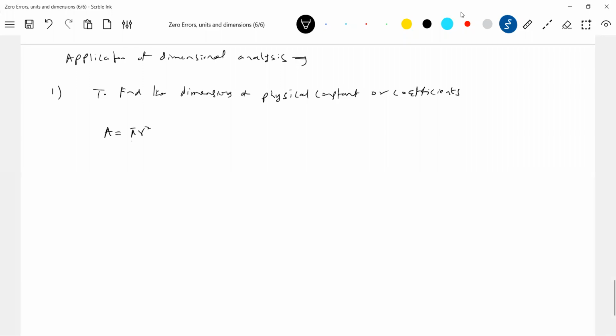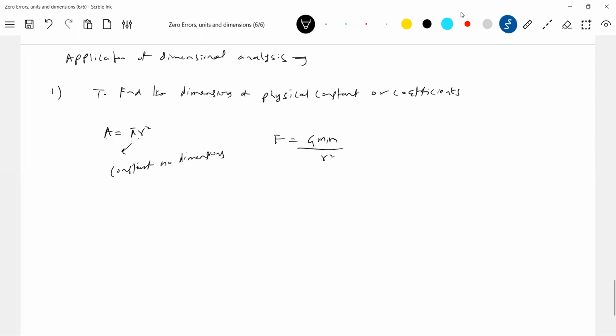So what is that pi? Pi is a constant, no? It's not having any dimensions. What is area? L square. What is r? R is the distance, L square. So this pi is a constant but has no dimensions. Pi is a constant, no dimension.